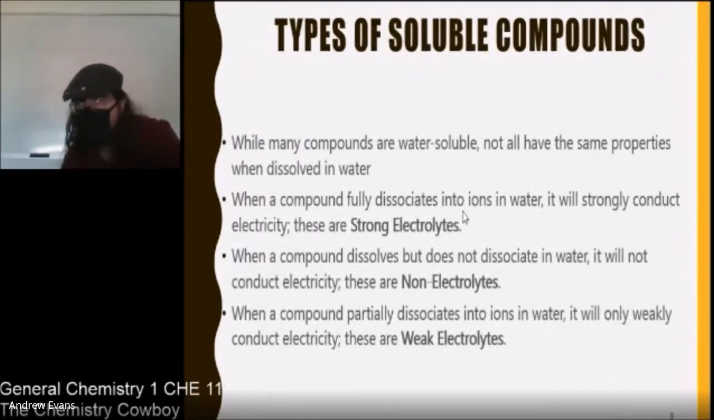Now, we can break soluble compounds into 3 types. Soluble means it will be surrounded by water and dissolved, but these guys don't always have the same properties. When a compound dissolves fully into ions, meaning it will split apart as good as it will get, essentially 100% separation, we would call this a strong electrolyte. We call it electrolyte because if you run a current through a strong electrolyte, it will produce a strong current. You get full electricity.